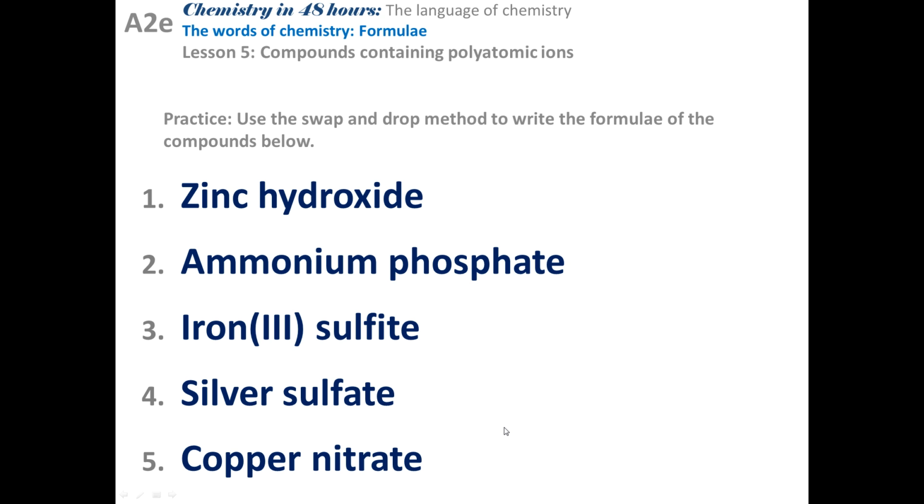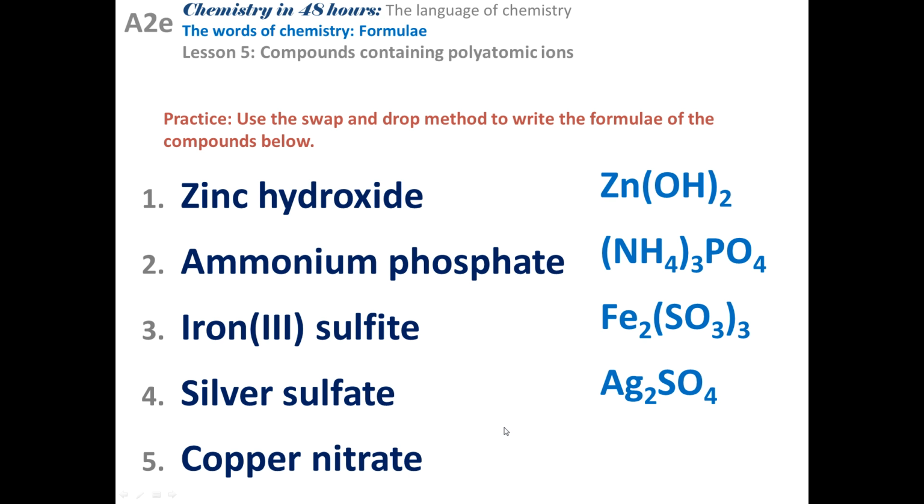So pause the video and see if you can write the formulae. Here are the answers. Zinc hydroxide, ammonium phosphate, iron 3 sulfite. Notice it's sulfite, and the charge on the Fe is Fe3+ because we've said it's iron 3. Then silver sulfate and copper nitrate.